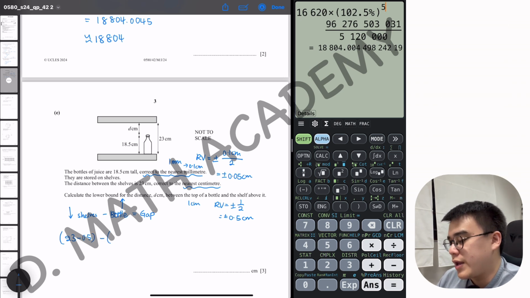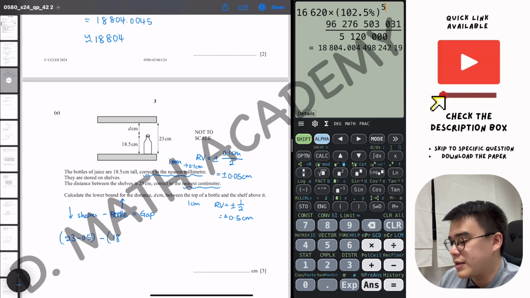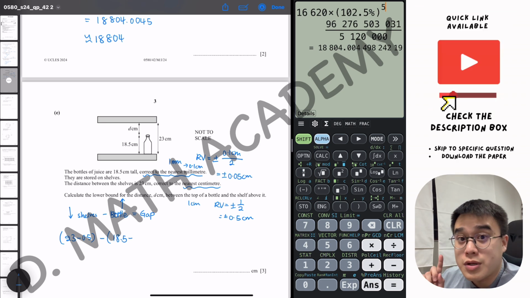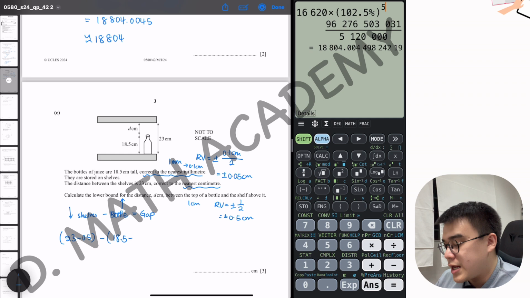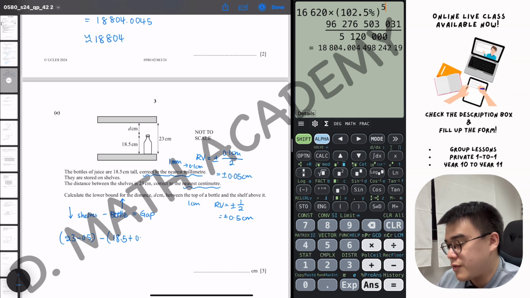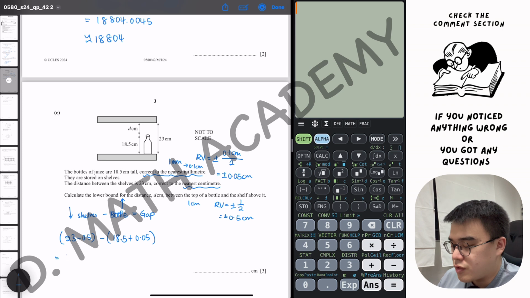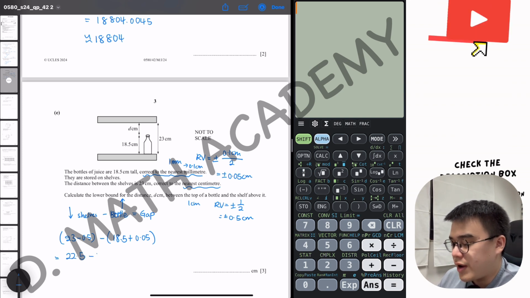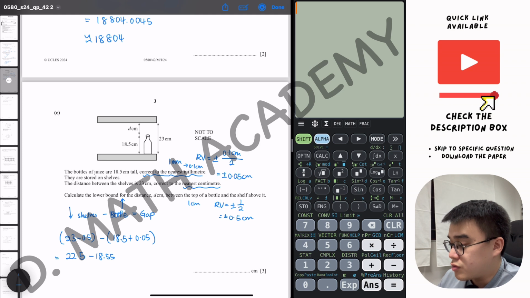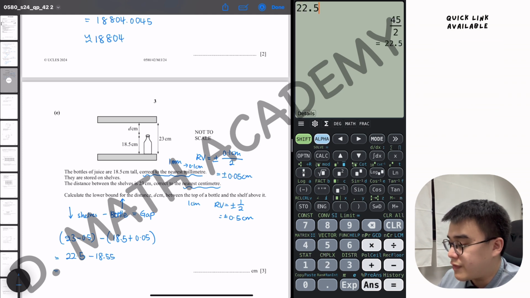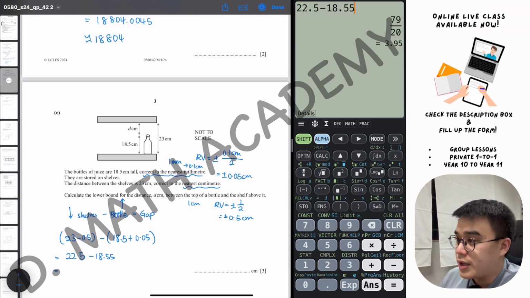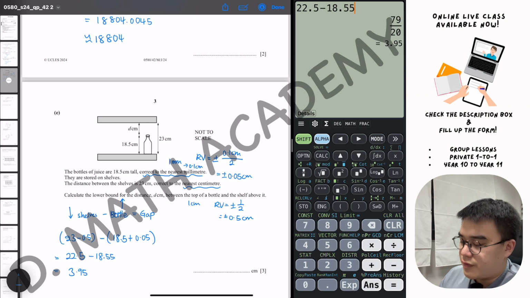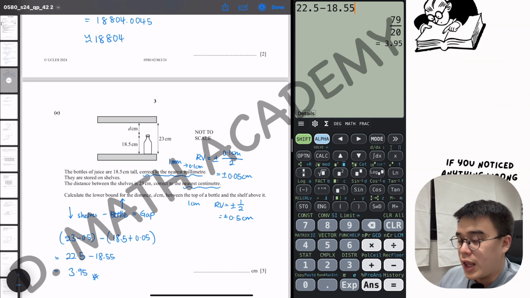height of 18.5, and because of the nature that I put plus here, I actually need to add it by 0.05. So with this effort that you make, you just have to key in 22.5 minus 18.55. So 22.5 minus 18.55, your final result is 3.95 as your final answer for E.